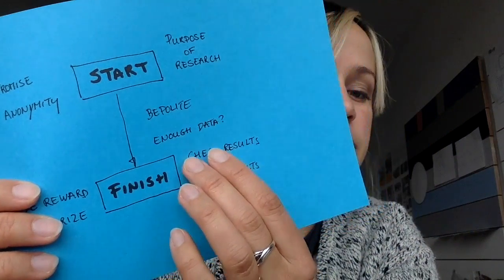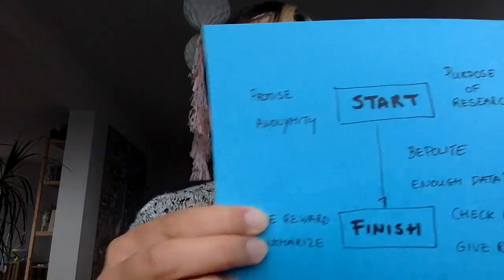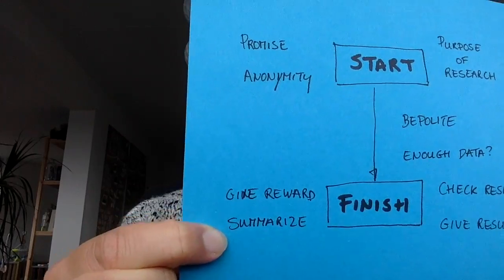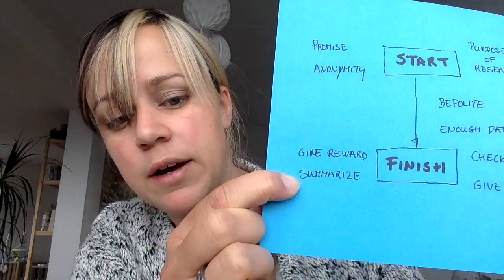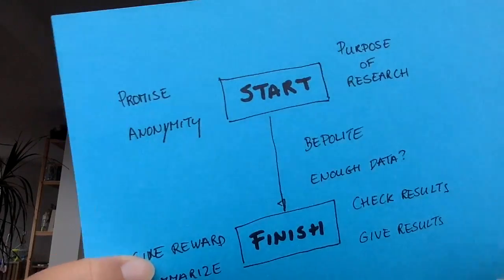During the contact, stay polite, and you check if you have enough data. Check always if they filled in the complete survey, or check your interview guide if you have asked all the questions or addressed all topics. Finish, you give the reward to them, summarize what you've learned, talk to them on the street or in real life. Interview, summarize what you think they've said to you.